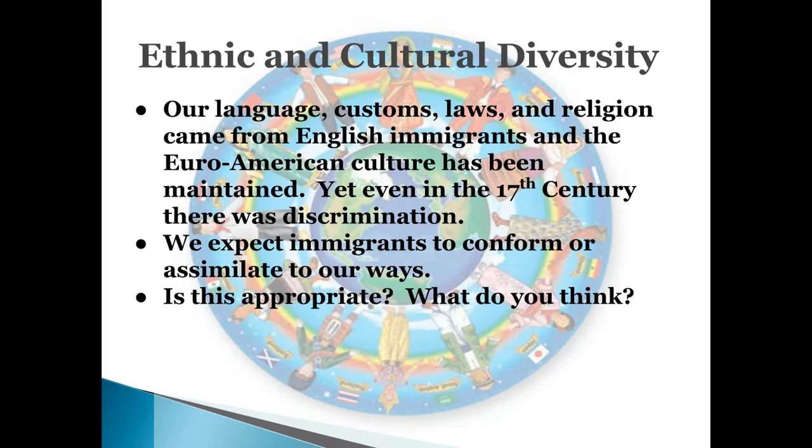Another part of this chapter talked about ethnic and cultural diversity, and this is another way that families are set apart from each other. Our language and customs and laws and religion came from English immigrants, and the Euro-American culture really has been maintained ever since the 17th century, but there's still been discrimination. People who are different discriminate against each other.